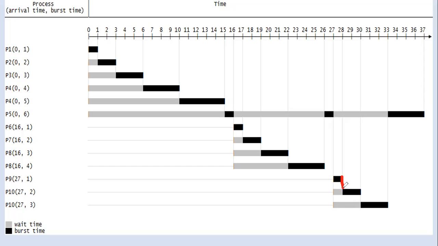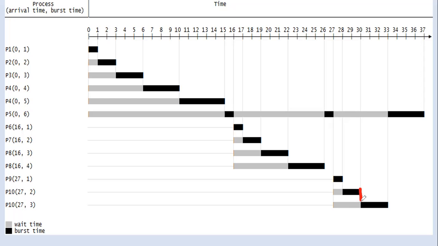And then, because the other process P10 also arrived at time 27, and it had a burst of 2, it is the one which will be processed, because process 5 is remaining with a burst of 4. So 4 and 2, it means that process 10 will have a higher priority. So it will be processed for a time of 2.